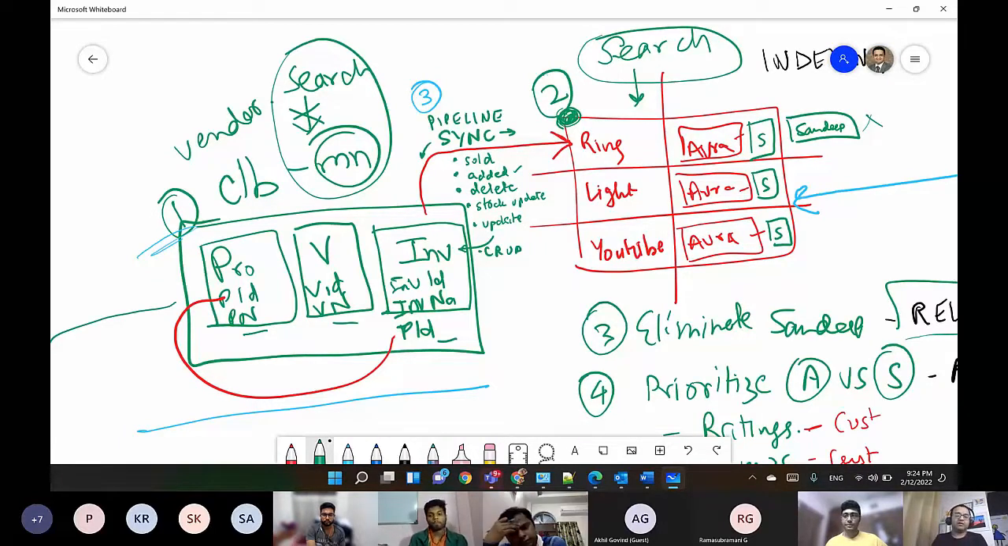I have a question for you. See this database, database number 1, which the vendor was populating, has millions and millions of records. You just told me this pipeline sync will run on so many triggers: when something is sold, when something is added, when something is deleted, when a stock update happens, etc. Boss, this database is powering my website. If you hit this database so many times for updating your search index, my website will go down. What are you doing? How will you go solve this problem?